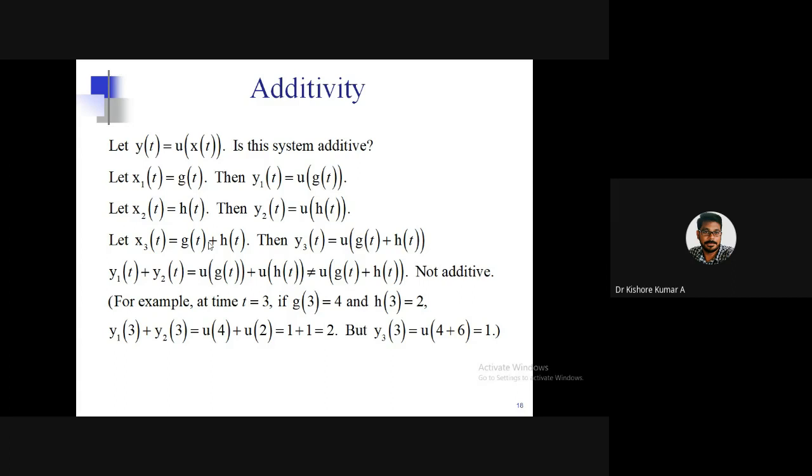For example, at time t equal to 3, you replace t by 3, and you will get g of 3 is 4 and h of 3 is equal to 2.